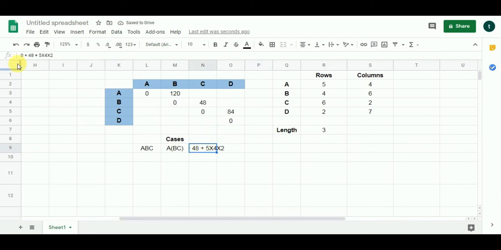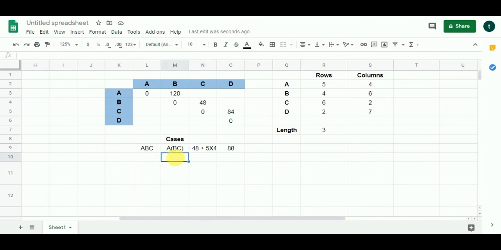So this entire product, 0 plus 48 plus 5 into 4 into 2, which is going to be nothing but 40, is going to give me the value as 88. Alright. Now let's consider our second case.